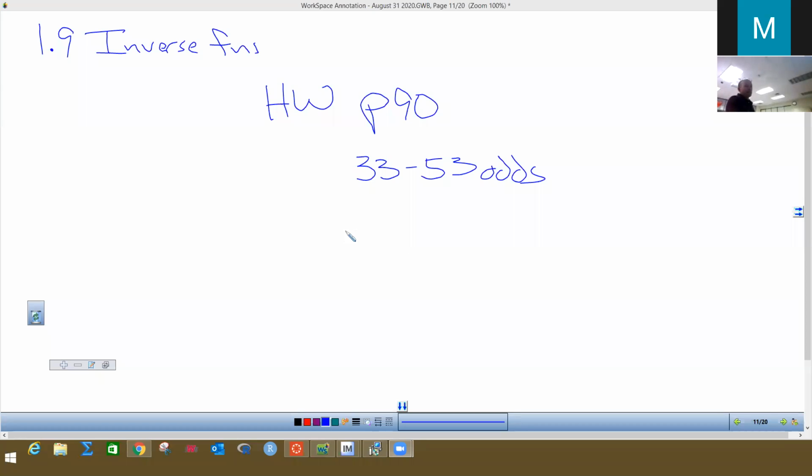Okay, this is Wednesday, Thursday homework. It's going to be due on Monday, Tuesday. We're doing inverse functions today, and hopefully you remember this from Algebra 1 and Algebra 2. And we're going to talk about how to go through these notes.